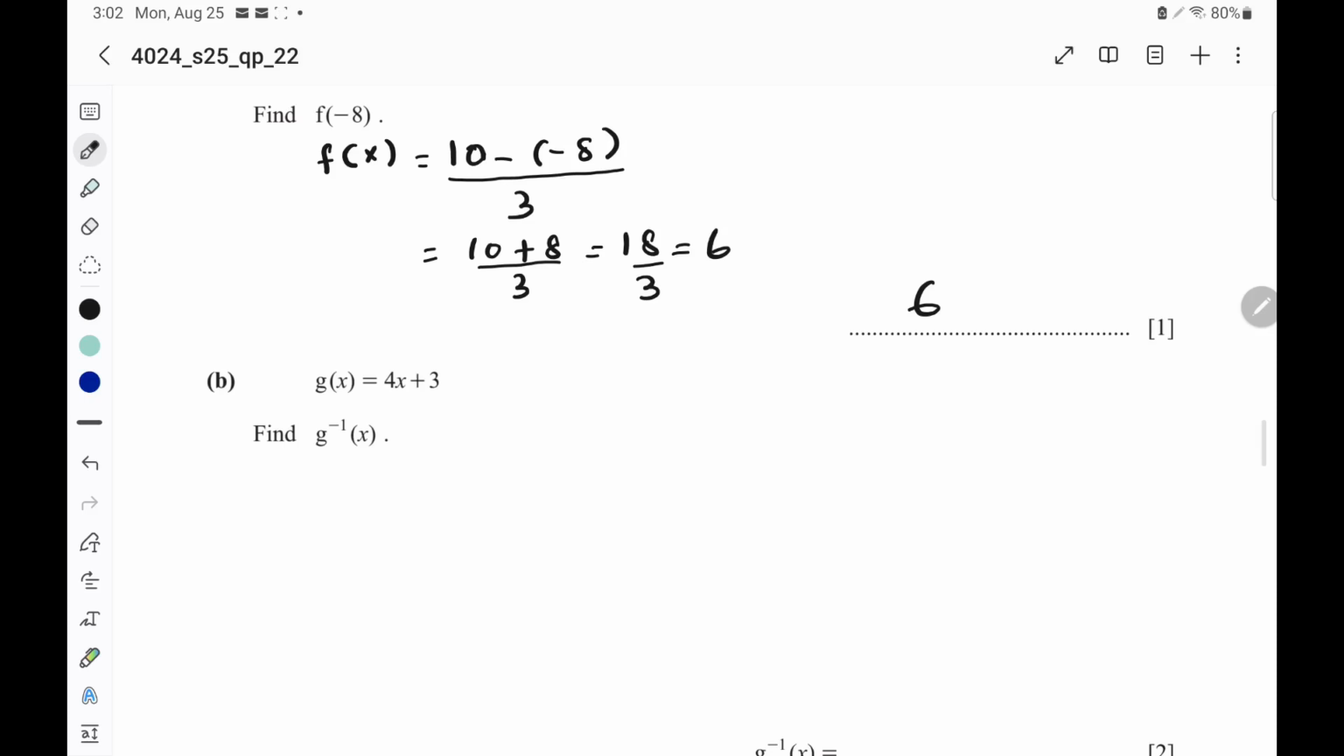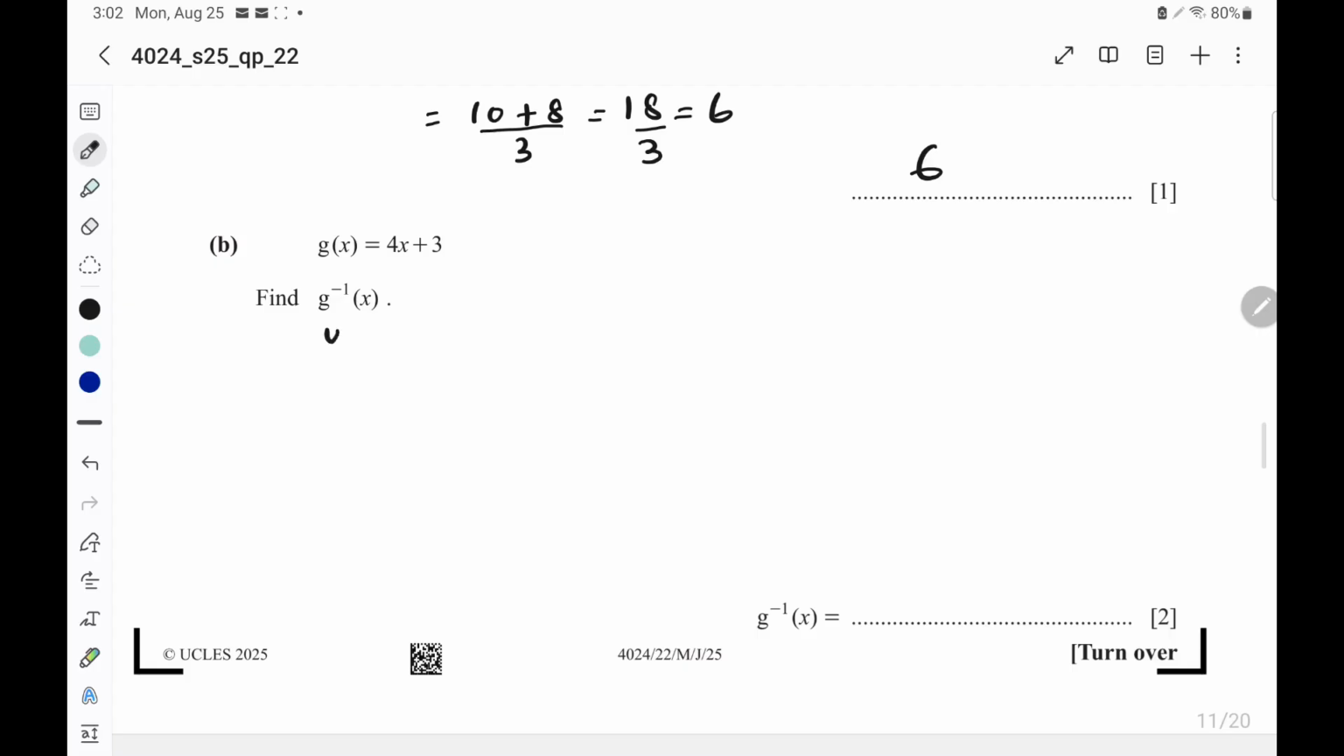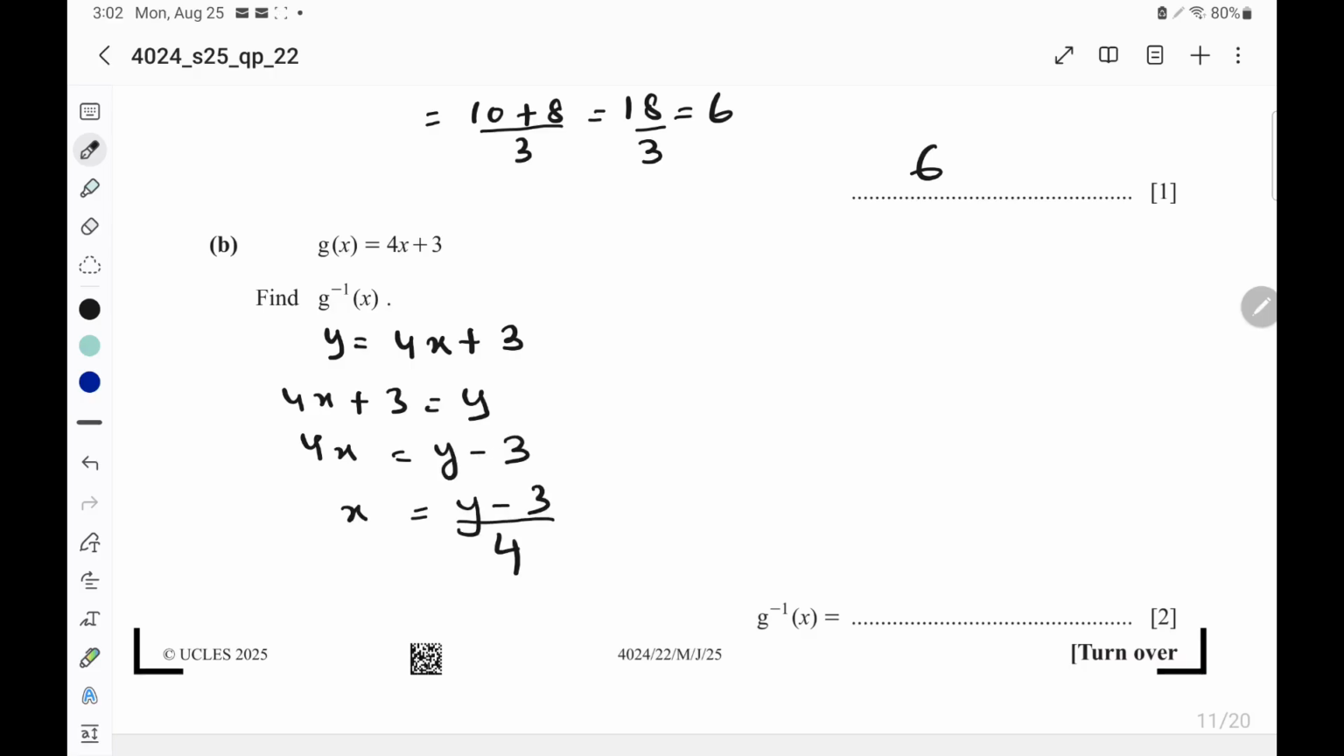So g of x equals 4x plus 3. We have to find the inverse. You know the way we find the inverse. y is equal to g of x, 4x plus 3. Make x the subject. So 4x plus 3 is equal to y, 4x is equal to y minus 3, x is equal to y minus 3 over 4. Change x into g inverse of x and y to x: x minus 3 upon 4 for this part.